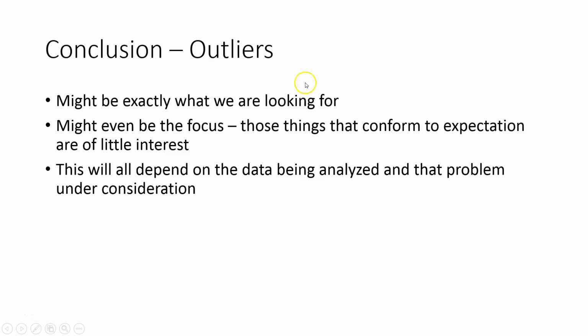So, lastly, outliers might be exactly what we're looking for. Might even be the focus. Those things that conform to expectation are of little interest. That would be the case where we're trying to track credit history or credit patterns. Those people who conform to their typical credit patterns, not really that interesting. But those people where we see a sudden spike in spending, or they're spending in different ways, or they're spending in different countries, that's going to draw some attention. And so that would be an outlier that we would want to track. And again, it will all depend on the data being analyzed and the problem under consideration.